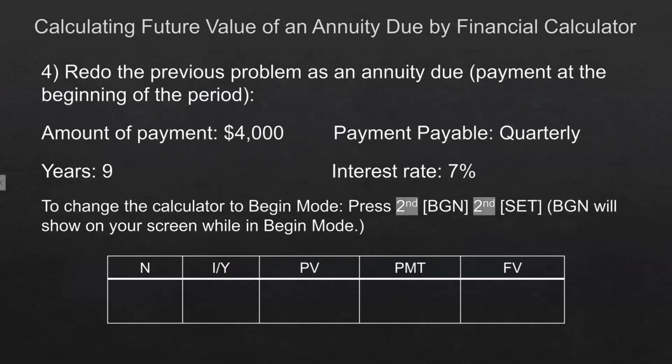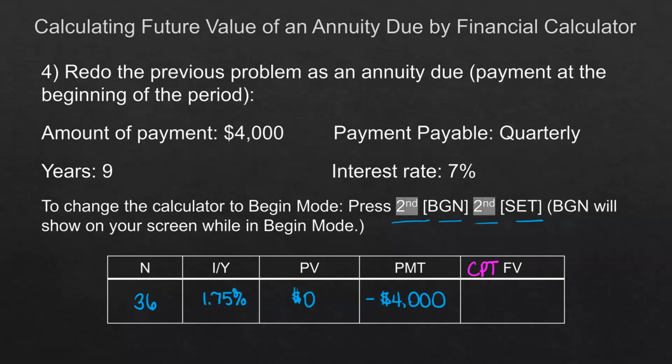Now we're going to go back and do the same problem again, and we're going to use begin mode. So once again, second begin, second set, and you'll see BGN on your calculator screen. All the info is the same as the last problem on number 3 that we just did. And we're still computing future value.